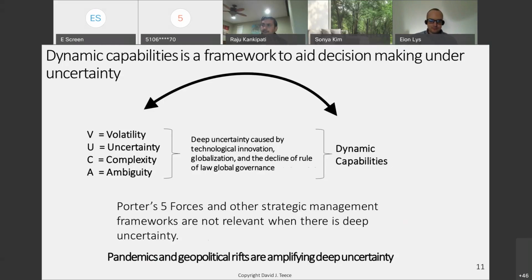So we've crafted dynamic capabilities to help guide decision making in the world of VUCA. And then I say that the Porter's 5 forces, the Harvard approach, and other strategic management frameworks are not relevant when there is deep uncertainty, and that pandemics and geopolitical rifts are amplifying deep uncertainty. So every year I teach this course, it becomes more relevant, not because I'm getting better, but because there's a larger and larger group of people that understand that the world they're living in is a VUCA world, not just because of Donald Trump, but because of the rise of China and because of innovation and because of lots of other things. Next slide, please, Ian.